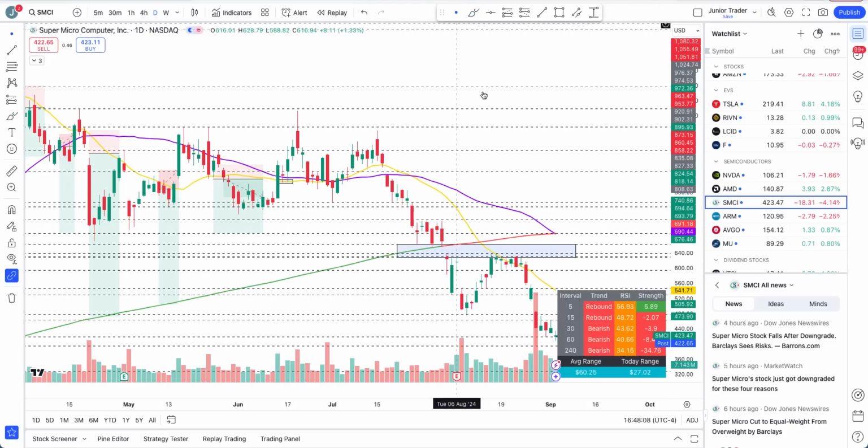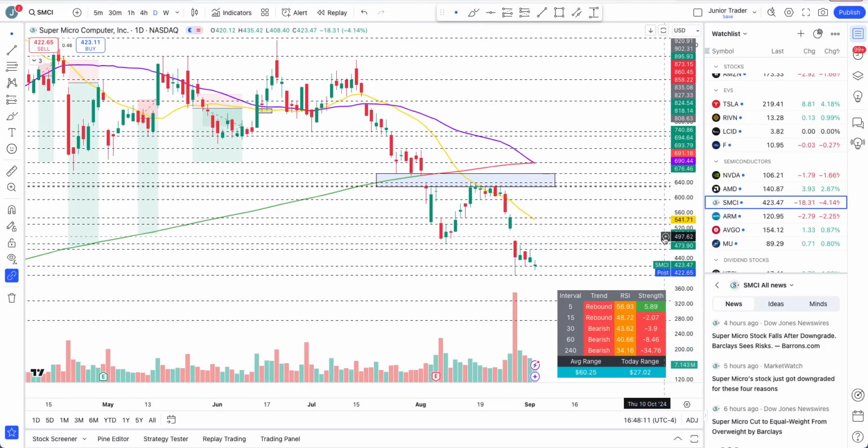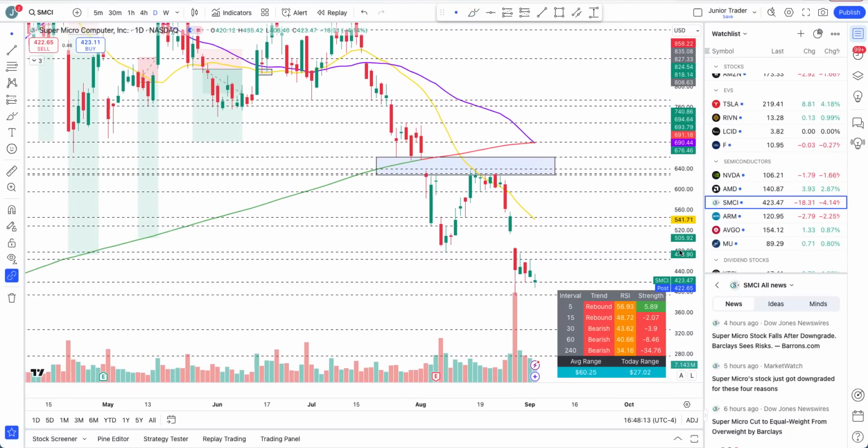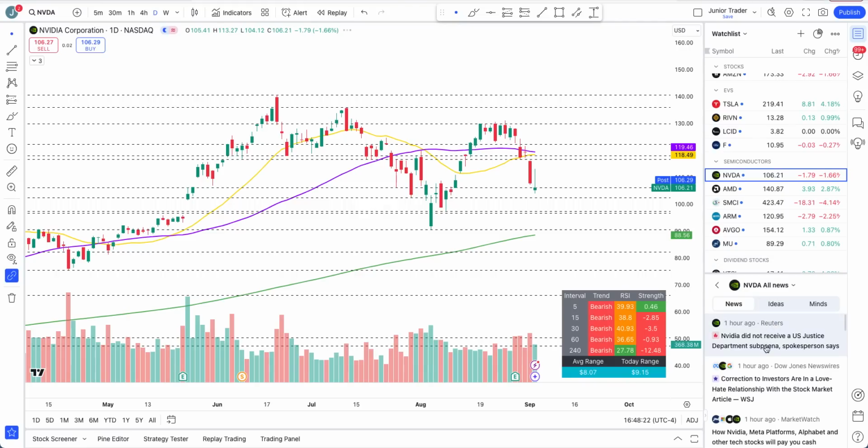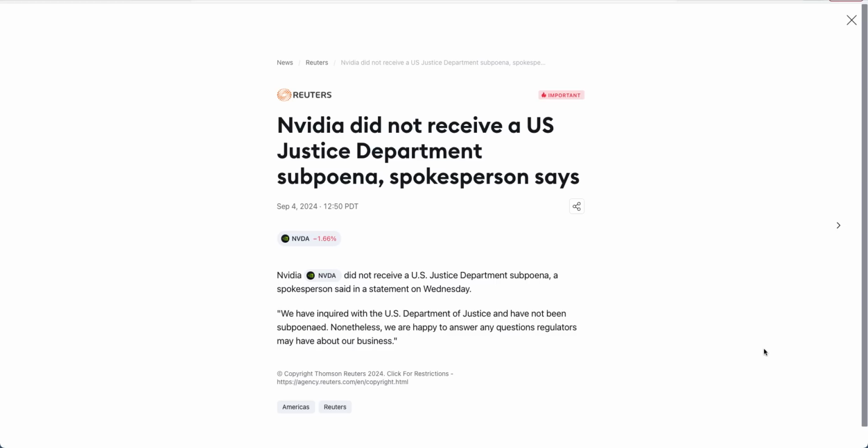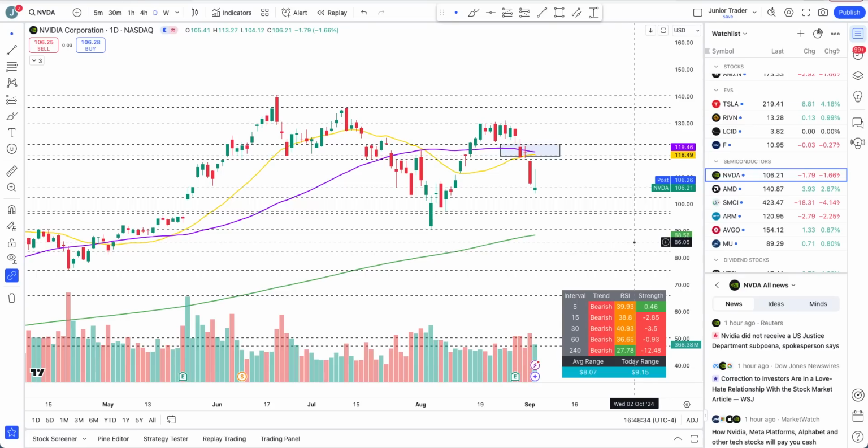SMCI shouldn't be a surprise. It's been falling. There's so much going on around it. It's getting downgrades as well. There's one more thing actually on Nvidia, guys. There's news going on, subpoenas and all of that. One time news comes out that Nvidia says they did not receive any subpoena. But other articles before were saying they have received a subpoena, on the basis that they are hindering anyone from buying anything other than Nvidia and all that stuff.